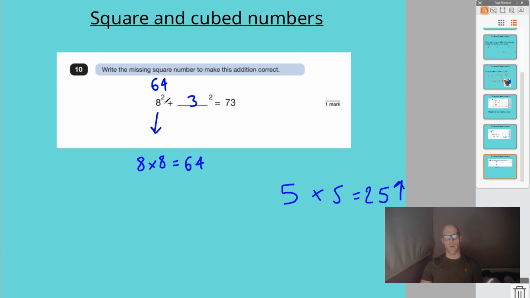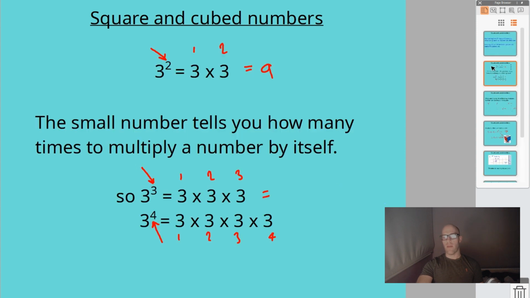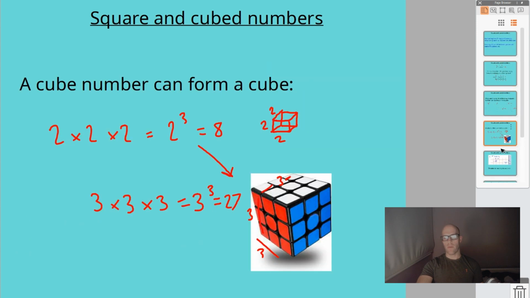So run that through. 8 squared is 64. Add 3 squared is 9. And then 64 add 9 is 73. And you give yourself a mark. So it's asking you to actually work out the square root or to do a trial and error, but it's really testing, do you know your square numbers? And that is it. So there's everything you need to know about square numbers and cube numbers.